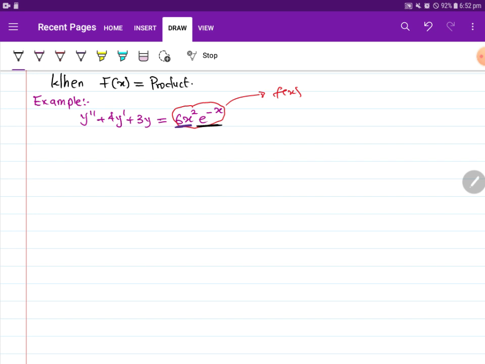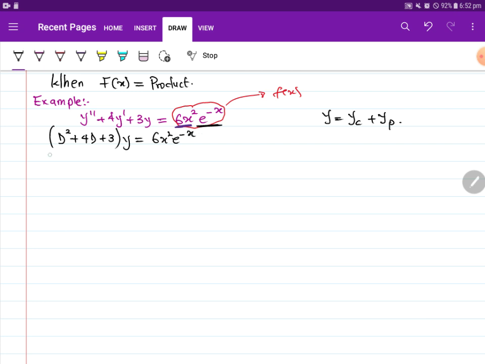To get the general solution of this particular question, we all know that the general solution is y is equal to yc plus yp. Okay, now let's deal with yc first. To get the yc, I will have to transform the question to the D operator, which is the same thing as D squared plus 4D plus 3 of y is equal to 6x squared exponential minus x.